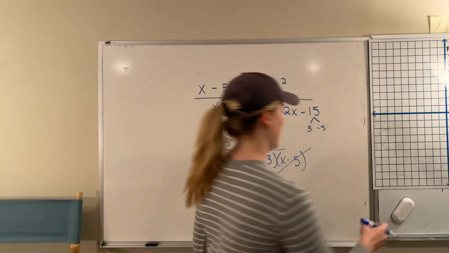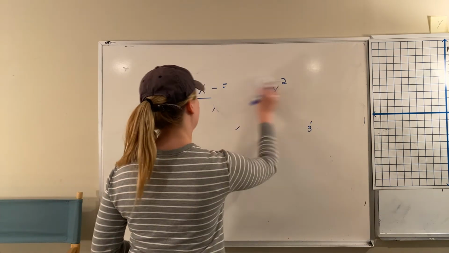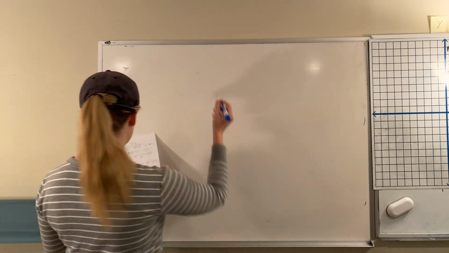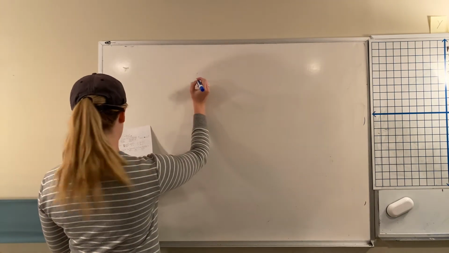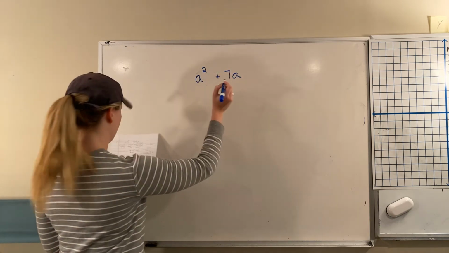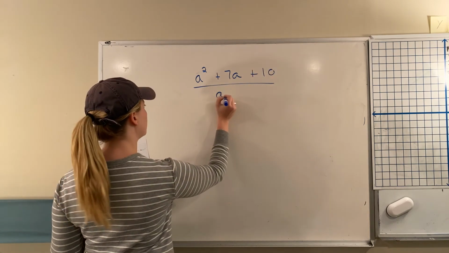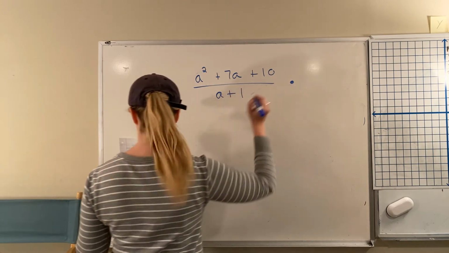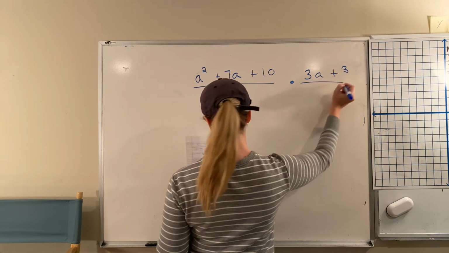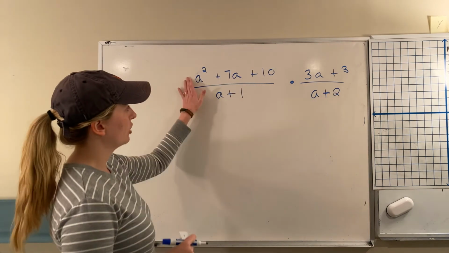So that's example 2a. Let's look at example 2b. For example 2b, we have a squared plus 7a plus 10 over a plus 1 times 3a plus 3 over a plus 2. Right off the bat, we see we have a trinomial, so now we're going to have to factor it.